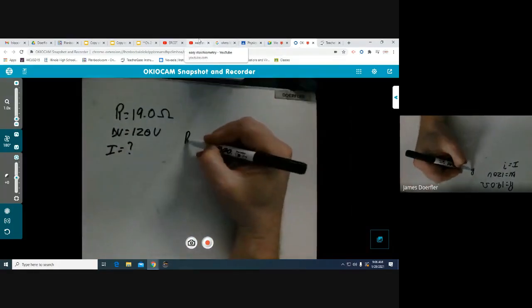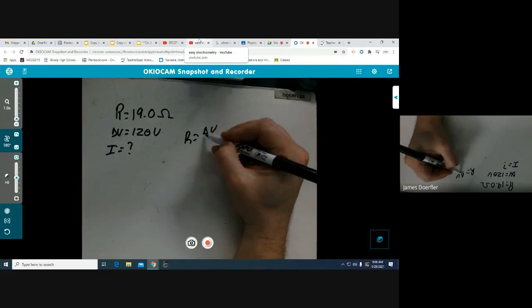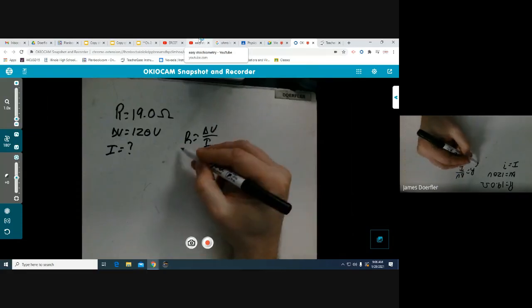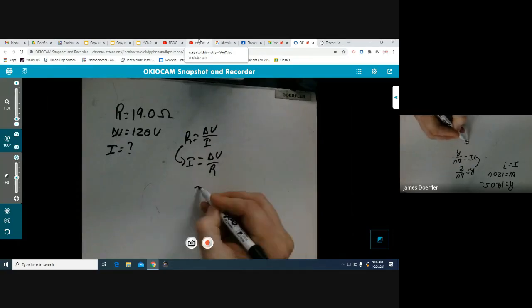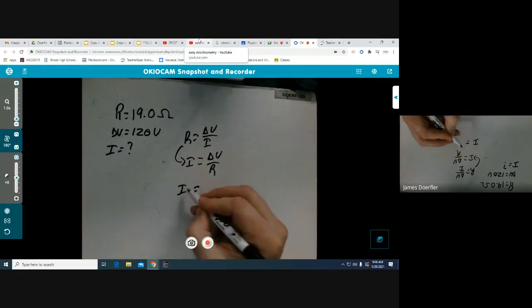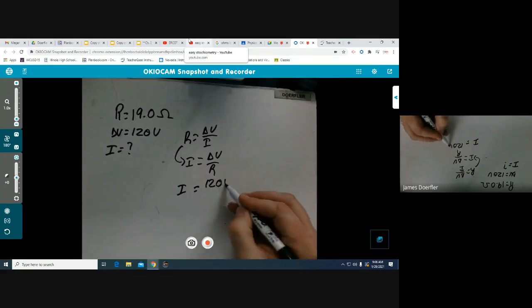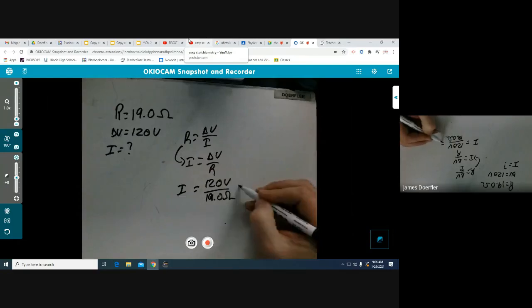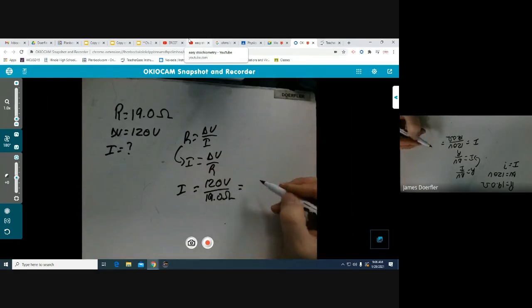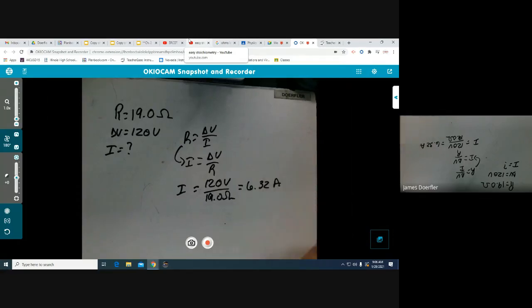So taking the equation R equals delta V over I and solving for I, we're going to have the new formula I equals delta V over R, and we can simply go ahead and plug in our numbers here. 120 volts divided by 19.0 ohm. And again, if you have your calculator handy, you should get 6.32 amps. I know it's a little more difficult than it was yesterday.